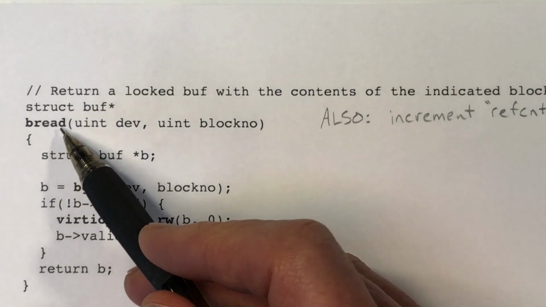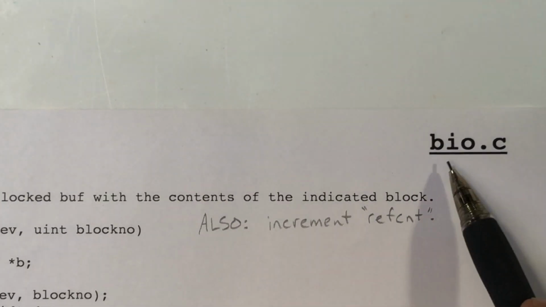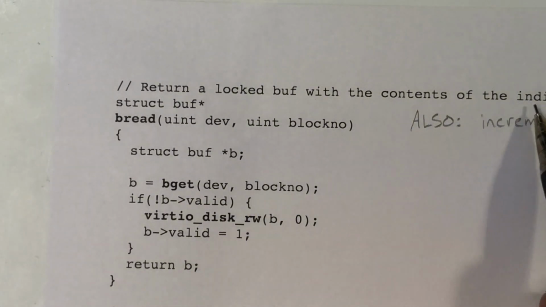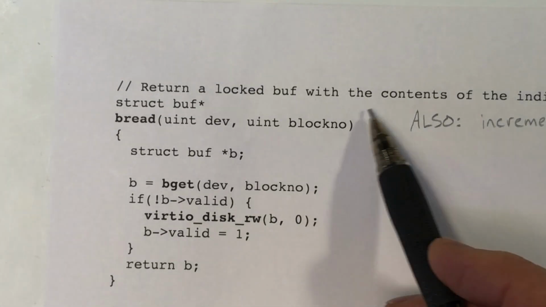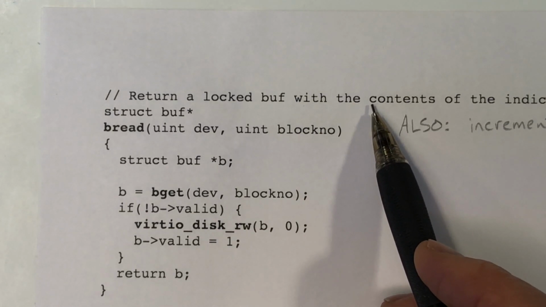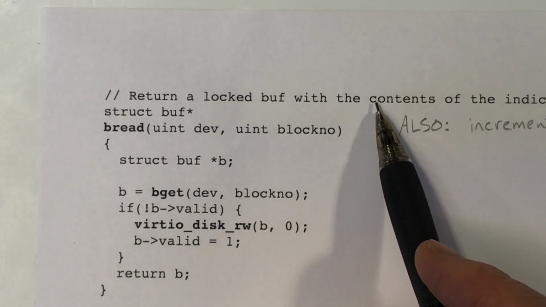Now let's take a look at the bread function. This is coming out of the bio.c file. This will return a locked buffer with the contents of the indicated disk block in that buffer. Okay, it's going to search the cache, and if we find that we already have a buffer containing that disk block, then we'll return that.